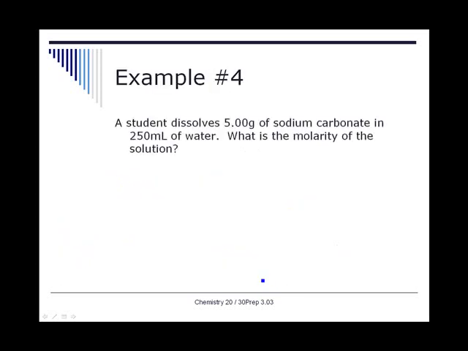Okay, so here we have another one. A student dissolves 5 grams of sodium carbonate into 250 milliliters of water. What is the molarity? Molarity is just another word for concentration. So, molarity is equal to concentration, and it's in moles per liter. So by saying molarity, we're asking for a concentration, and we want the units to be moles per liter.